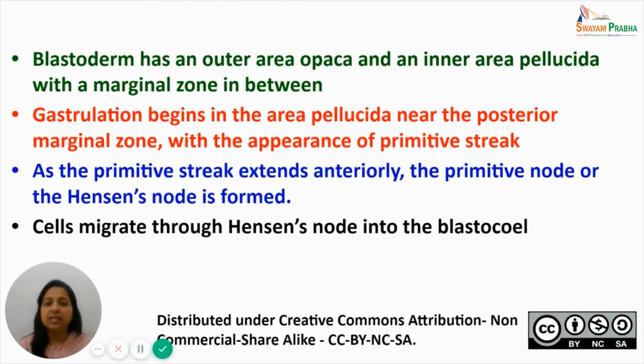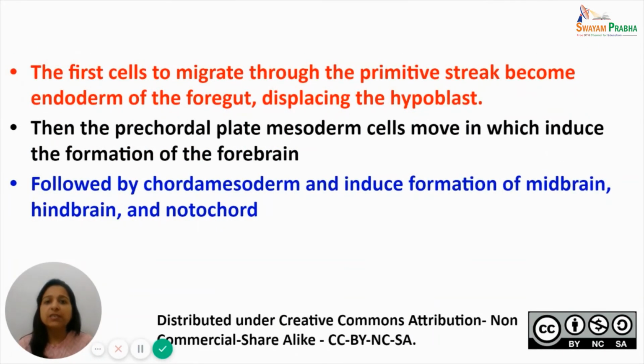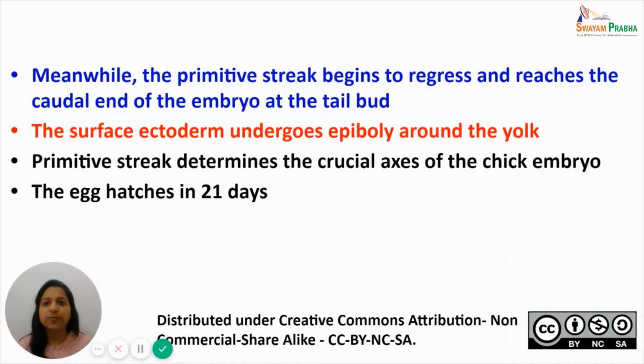As the primitive streak extends anteriorly, or towards the head region of the growing embryo, it develops a primitive node, or Hensen's node, at its anteriormost end. Cells which migrate through Hensen's node reach the blastocoel. The first cells to migrate through the primitive streak or Hensen's node become endoderm of the foregut, displacing the hypoblast. Then the precordal plate mesodermal cells will move in, which induce the formation of the forebrain, followed by chordamesodermal cells, which induce the formation of the midbrain, hindbrain, and notochord in the embryo.